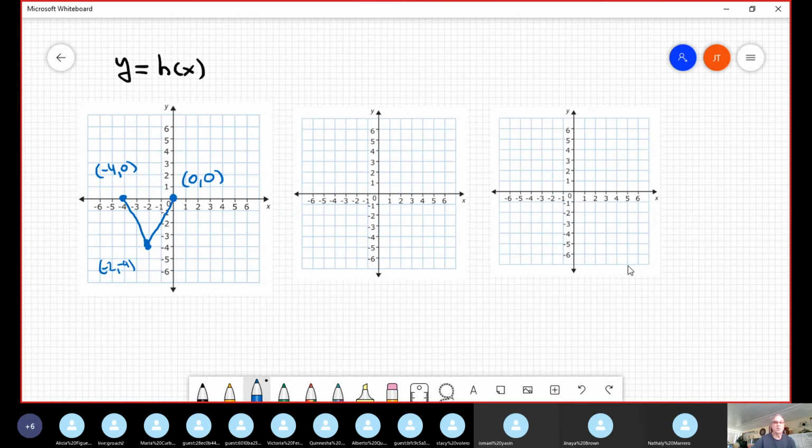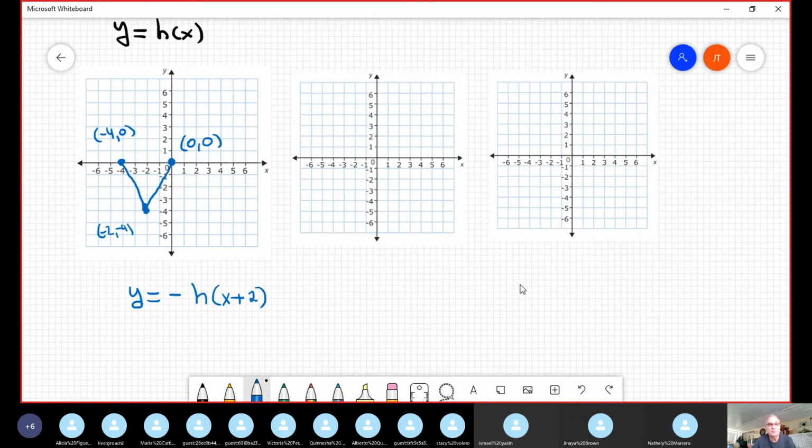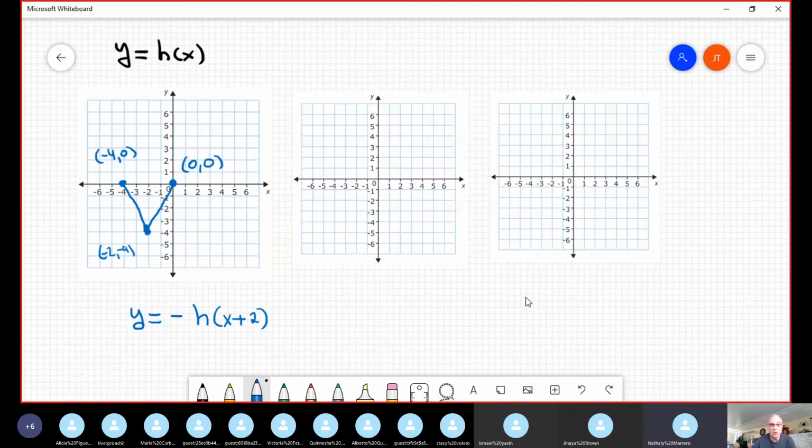And we need to do that transformation: y equals minus h of x plus 2. How many transformations can you see? 2. Number 1, number 2. What is the name of the first transformation, according to the order of operations? A horizontal shift, very well.